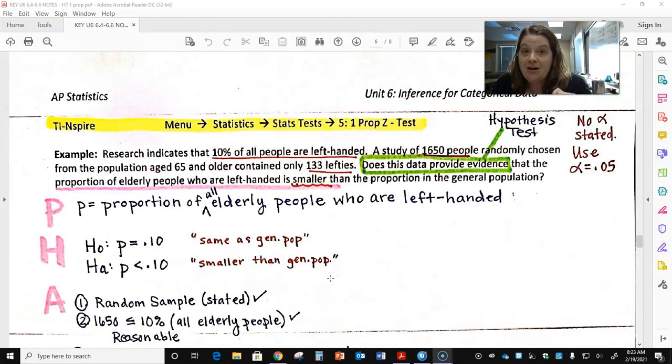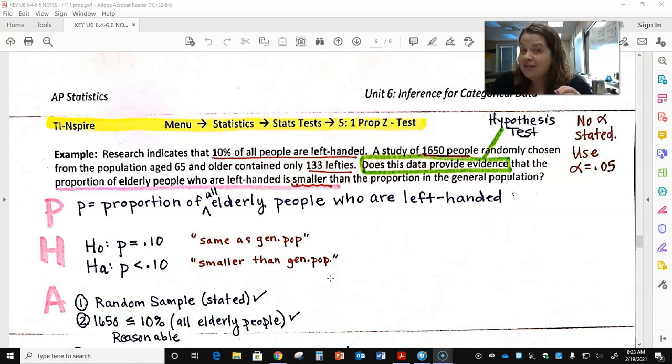In this case, you'll see I have it highlighted in green. It says, does this data provide evidence? Okay, so if I'm supposed to be providing evidence, it's like I'm strapping on my district attorney coat and I'm saying, okay, I'm going to run a test. I'm going to look for evidence. I'm trying to test. So I'm in that guilty, not guilty idea, which means I'm going to be running a hypothesis test.